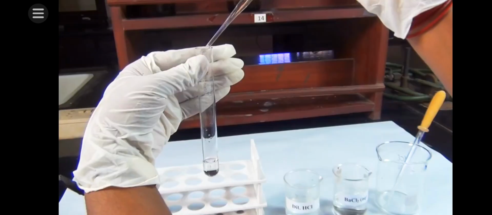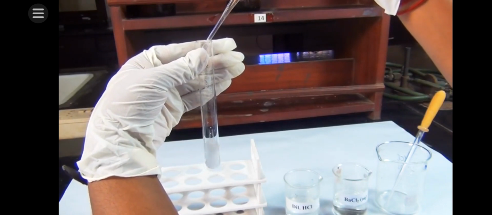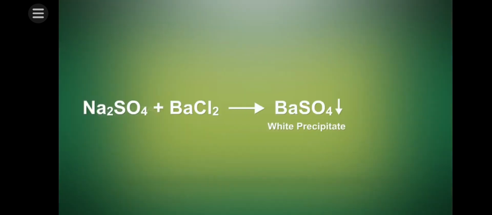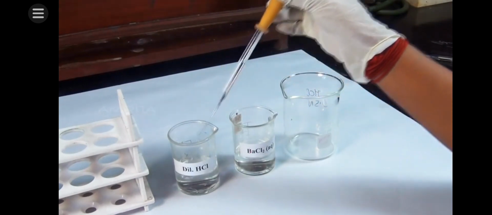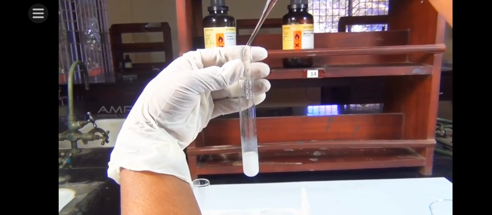To this, add a small amount of barium chloride solution using a dropper. Sulphate reacts with barium chloride to form a white precipitate of barium sulphate. Using another dropper, add a small amount of dilute hydrochloric acid to this precipitate and shake the test tube well. The precipitate is insoluble in dilute hydrochloric acid.